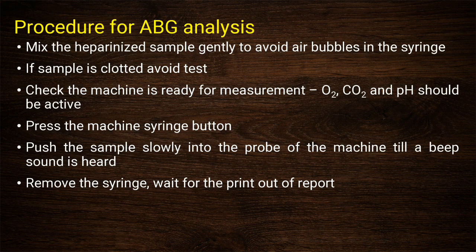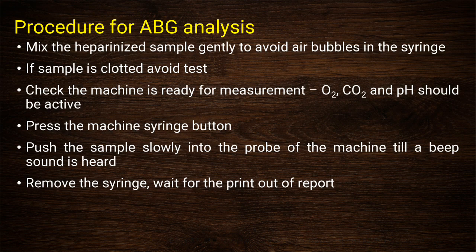So, the procedure for ABG analysis in the ABG analyzer. First, we have to mix the sample gently to avoid air bubbles in the syringe, and we have to check whether the sample is clotted or not. Only an unclotted sample should be used. If the sample is clotted, avoid the test.